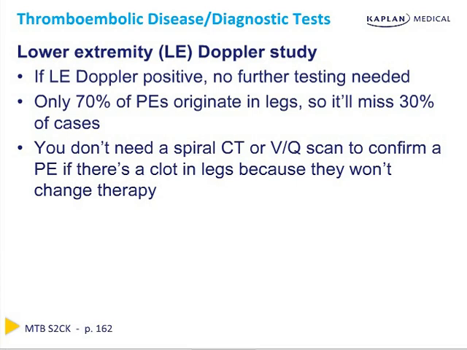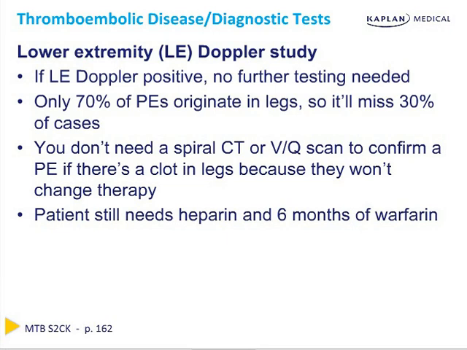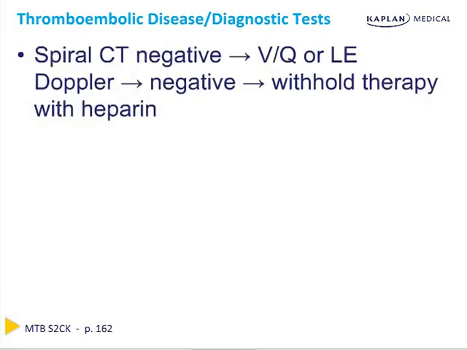You do not need a spiral CT or VQ scan to confirm a PE if there's a clot in the legs. And again, this is because it's not going to change your therapy. The patient is going to need heparin and 6 months of warfarin regardless of whether you confirm a PE in the lungs or not. A simple algorithm to follow for step 2 is the following.